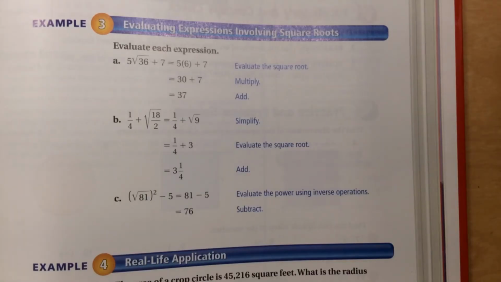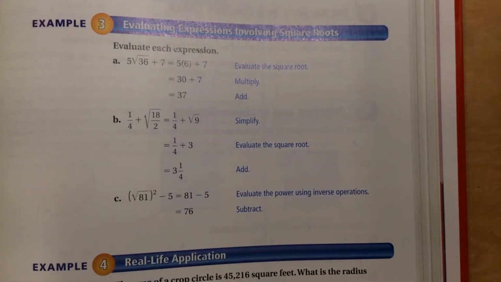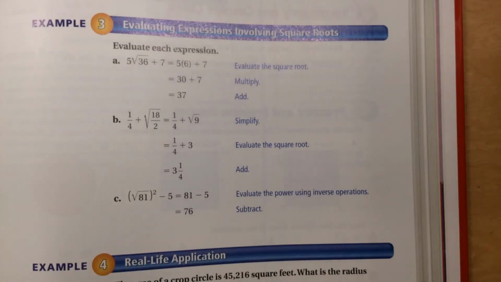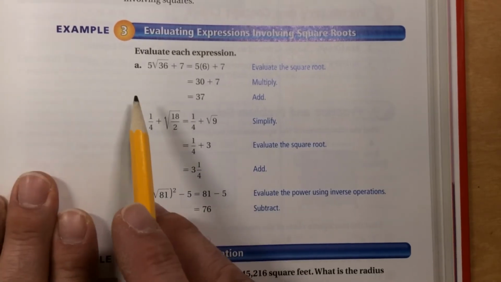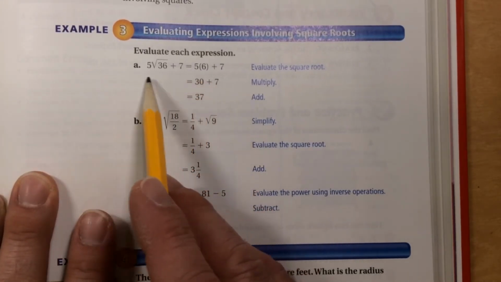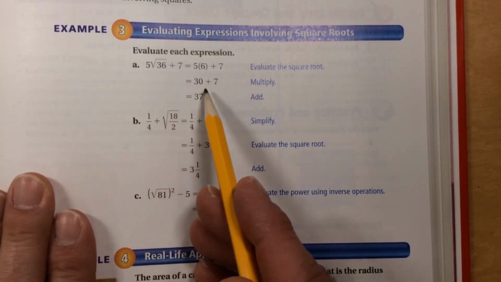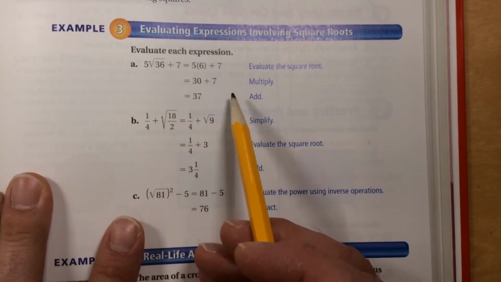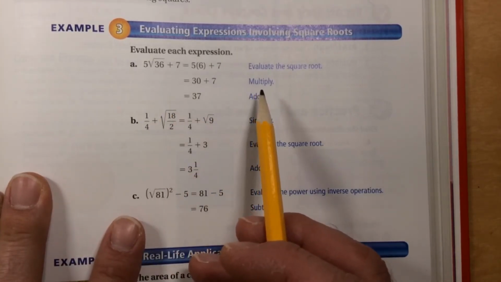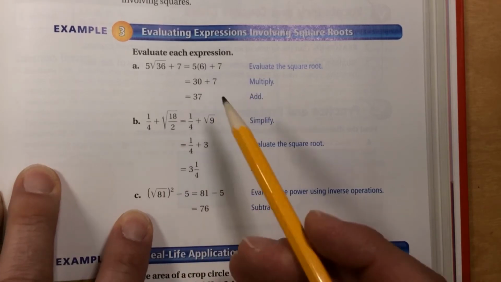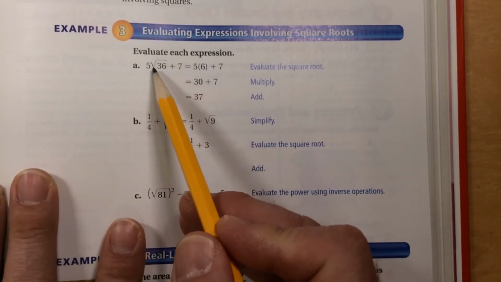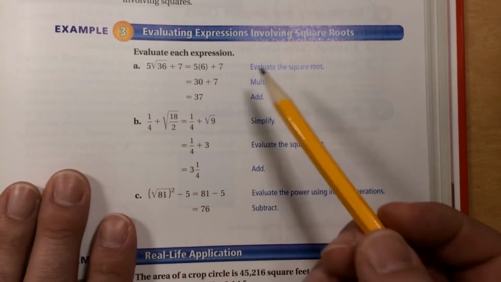Example 3, evaluating expressions involving square roots. So now we've got some expressions here where we use the order of operations. Remember, we do parentheses first, then we do exponents, then multiply and divide from left to right, and then add and subtract from left to right. And really it's like, well, when do square roots come in here? Because I didn't hear square roots.